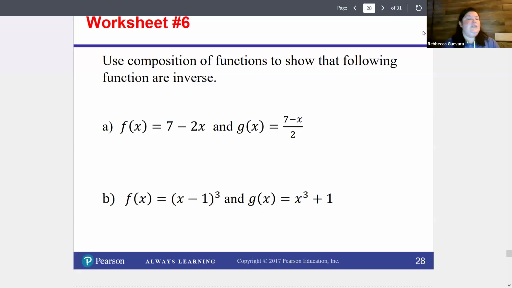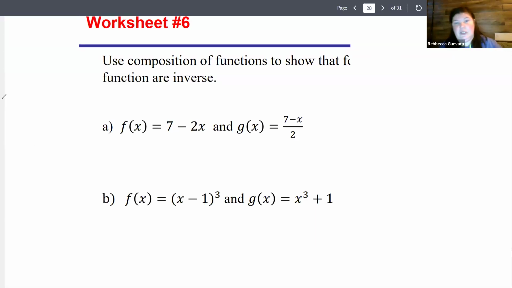So for number 6, you just have 2 functions. So first you have f and g. F is going to be 7 minus 2x. G is 7 minus x over 2. So use compositions of functions to show that they are inverses. B is f of x, this time is going to be x minus 3, and all that is raised to the power of 3. And g is going to be x to the power of 3 plus 1. So take a moment and show that those are actually inverses of each other using the composition of functions.